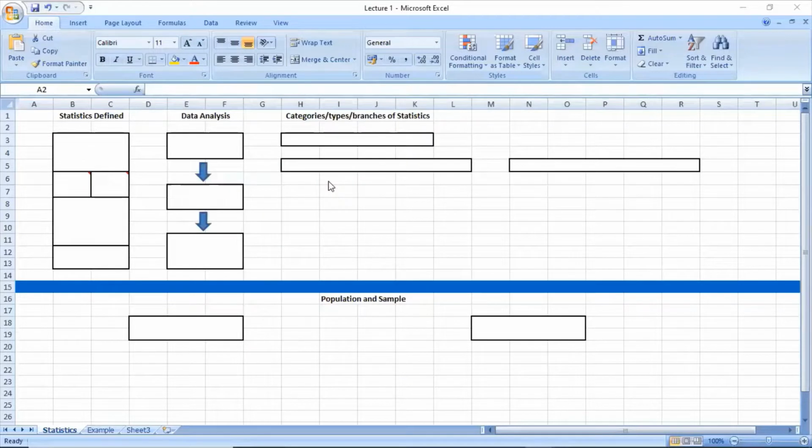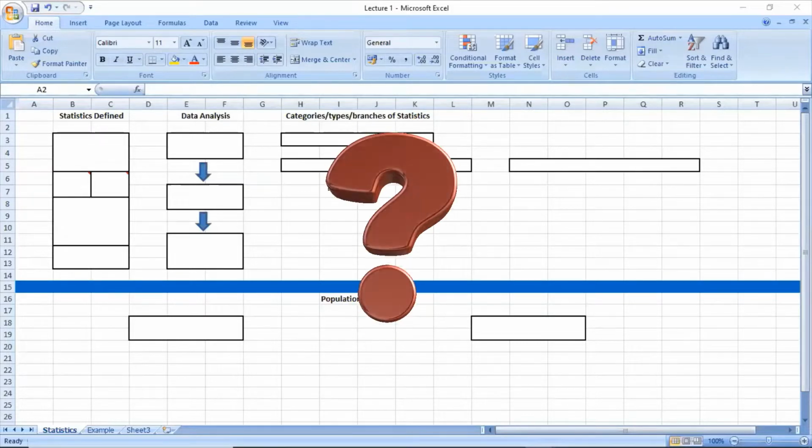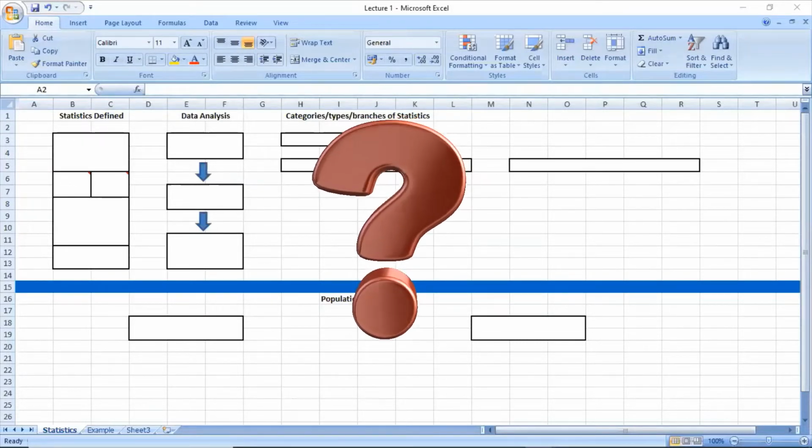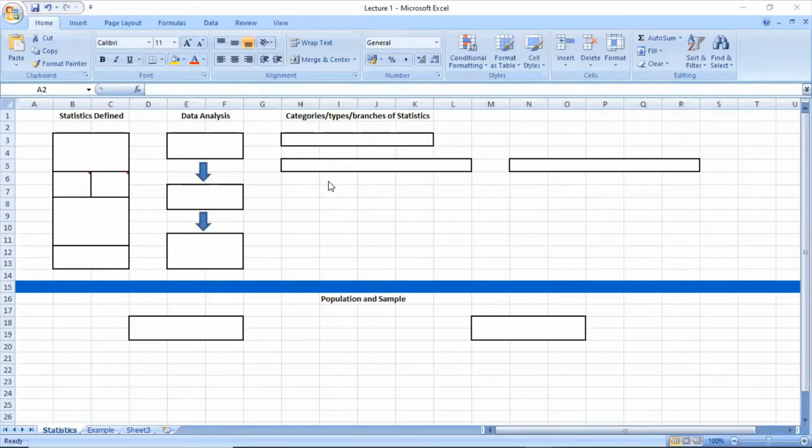I understand that you've already had a statistics subject in your senior high, and that's a good thing because you will be bringing your knowledge of statistics in this course. But how is this course different from your previous statistics class?